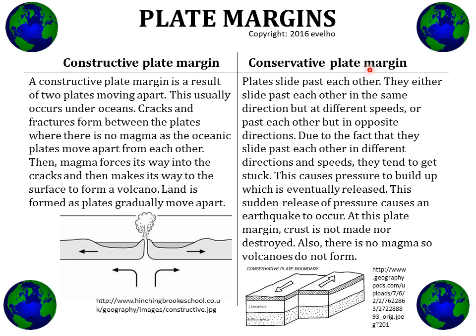The conservative plate margin, on the other hand, is where the plates slide past each other. They either slide past each other in the same direction but at different speeds, or past each other in opposite directions, as shown by the diagram here. Due to the fact that they slide past each other in different directions and speeds, they tend to get stuck, so this causes pressure to build up, which is eventually released, and this sudden release of pressure causes an earthquake to occur. At this plate margin, crust is not made nor destroyed, and also there's no magma, so volcanoes do not form.